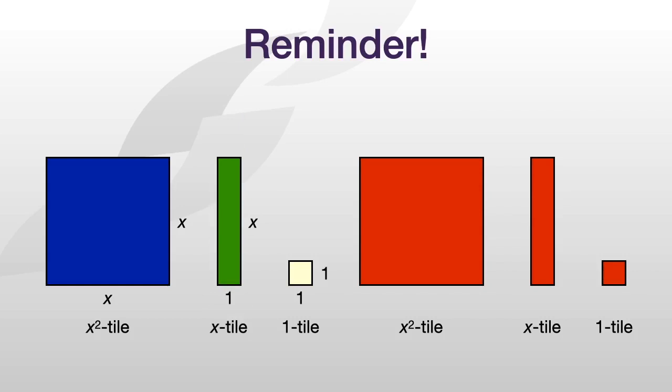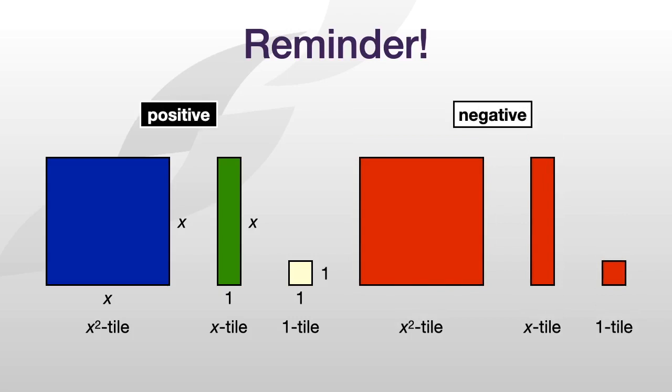A blue tile also has a length of x. Because it's a square, its width is equal to its length, so its dimensions are x units by x units. We call this an x-squared tile. Red tiles represent negative terms, opposites to the positive terms on the left.